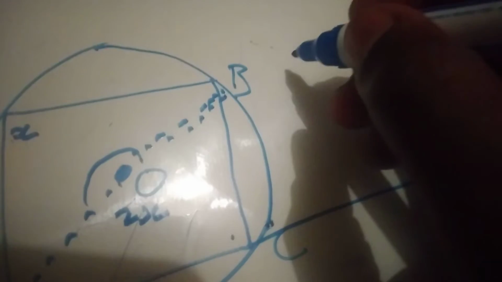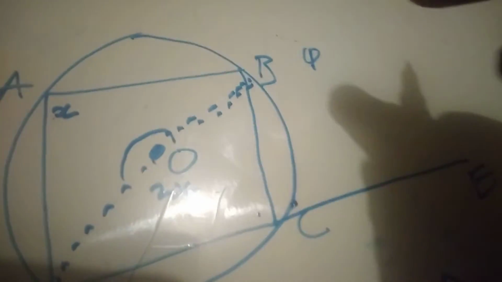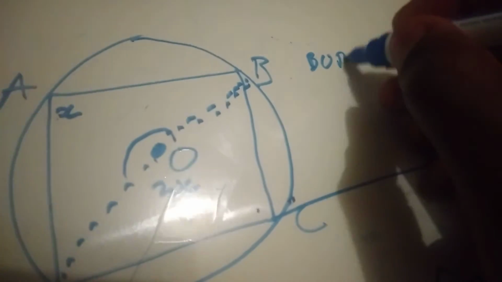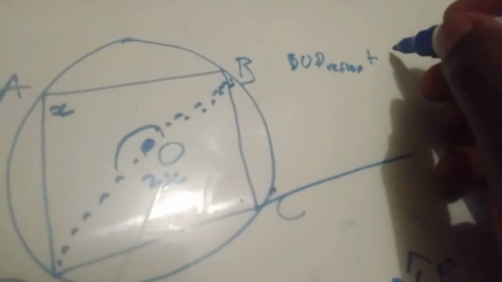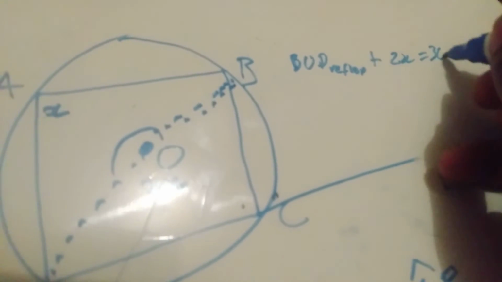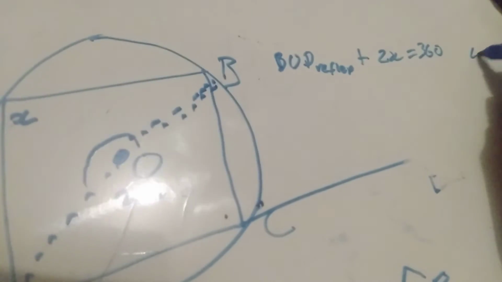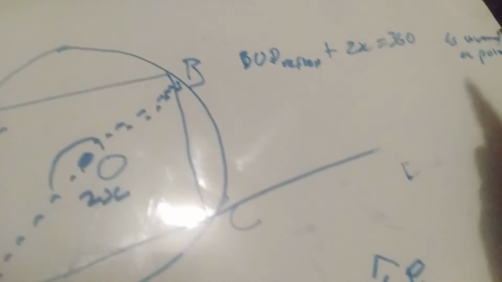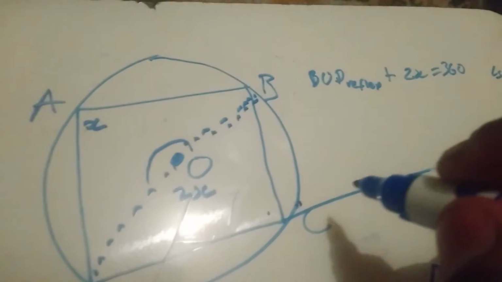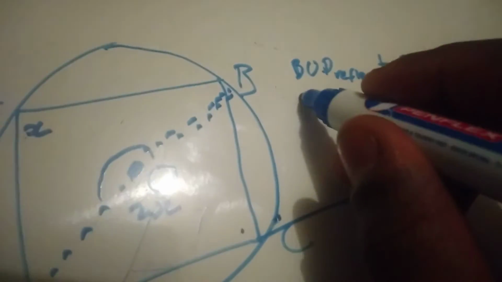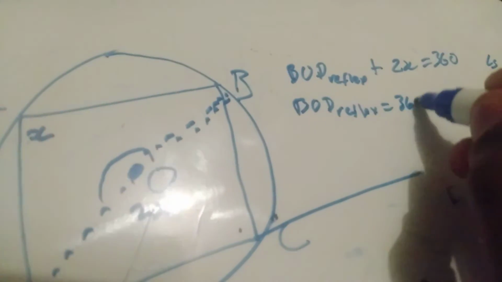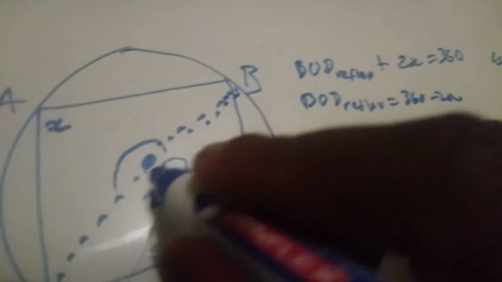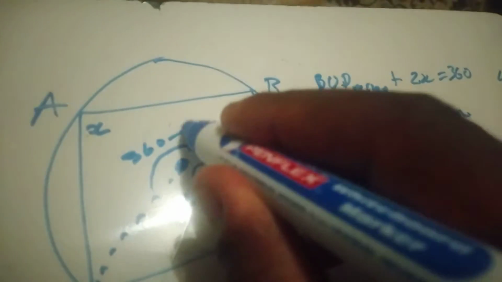So what I would have done at first is I would have just said angle BOD reflex plus 2X is equal to 360, right? Because it's angles around a point. So angles around the point will be your reason because they add up to 360. And then from there, when you take this to the other side, it means that BOD reflex is equal to 360 minus 2X. So we got this part as 360 minus 2X.